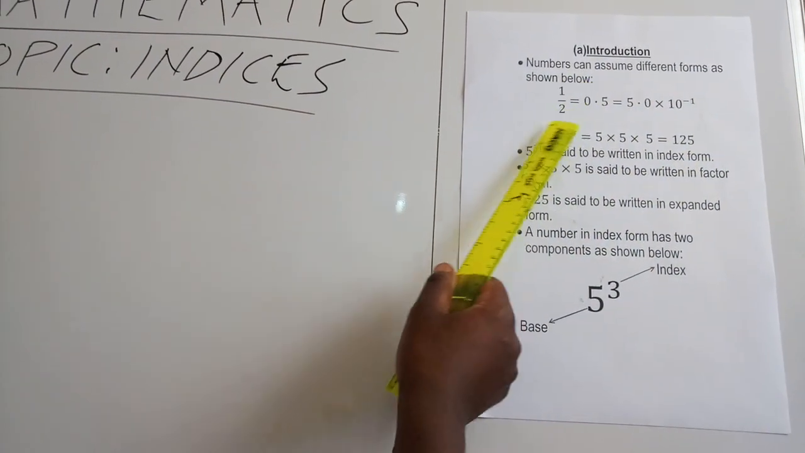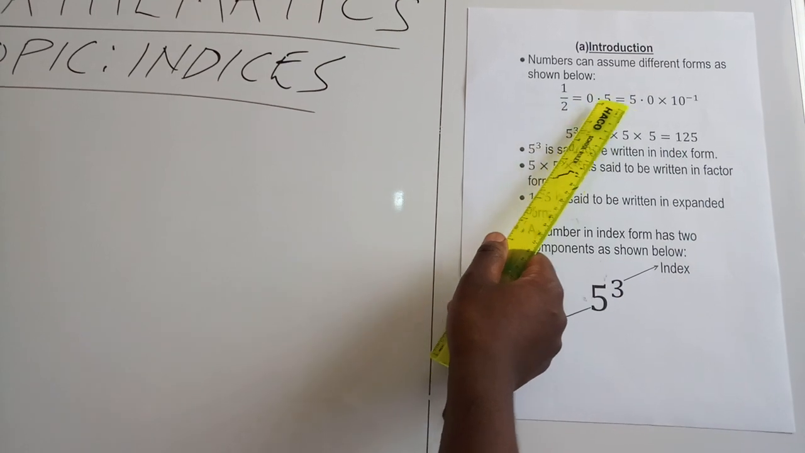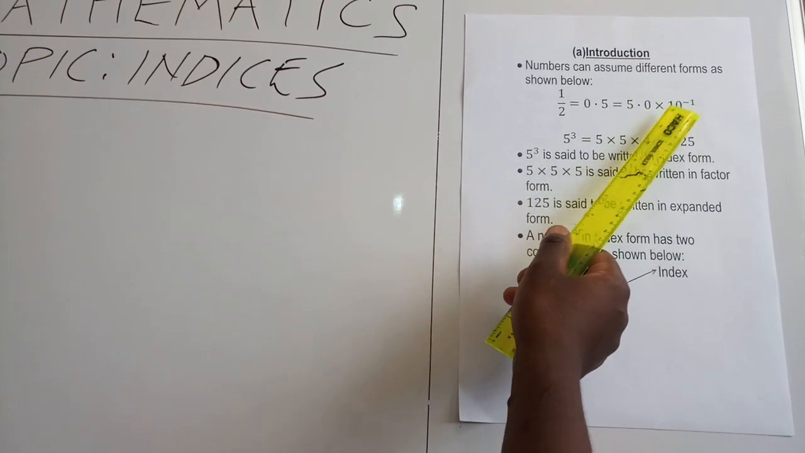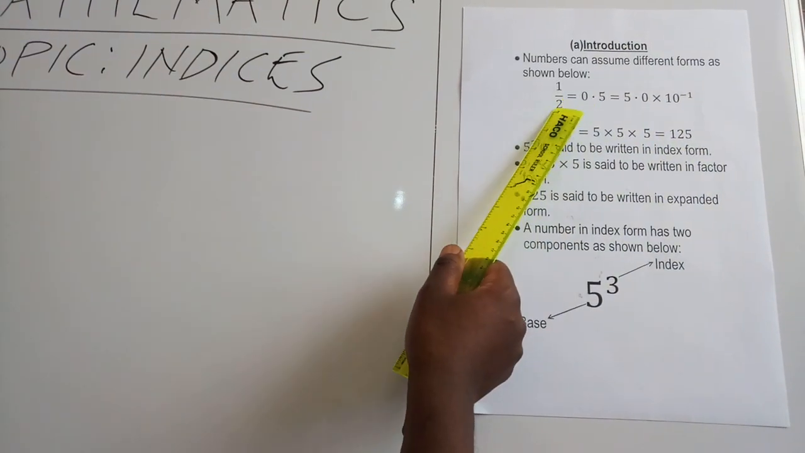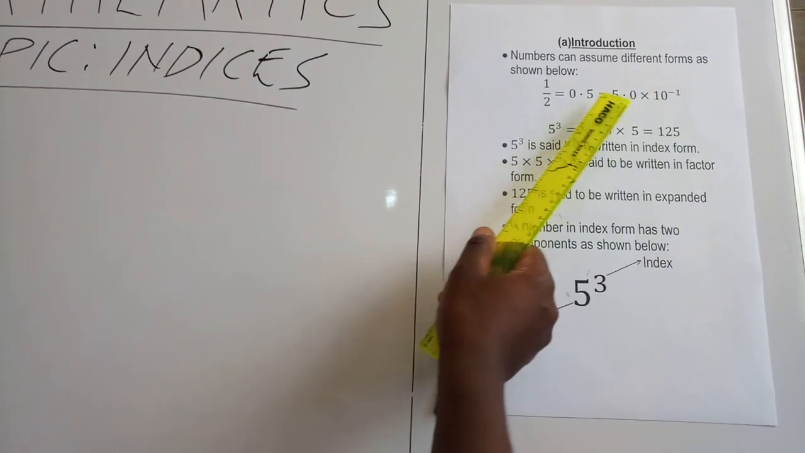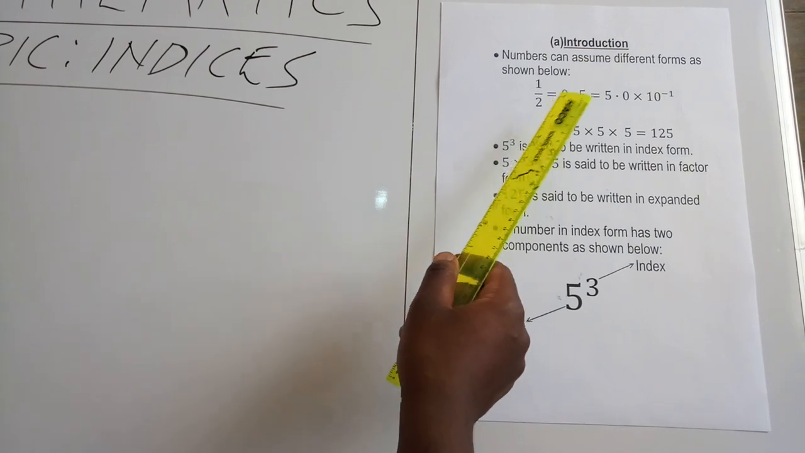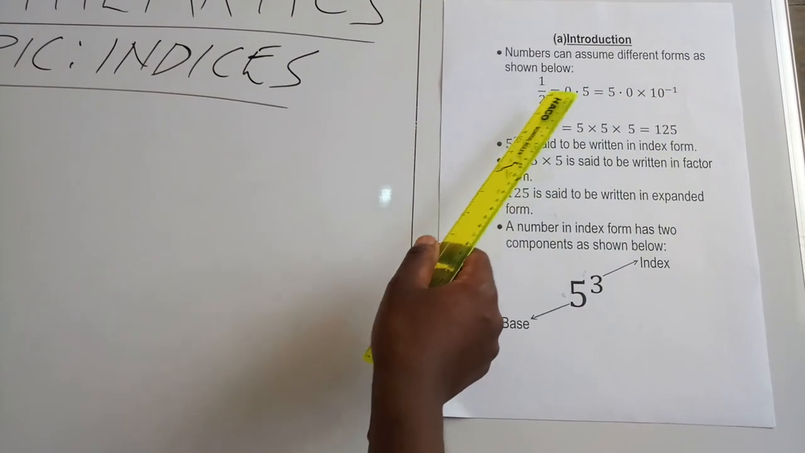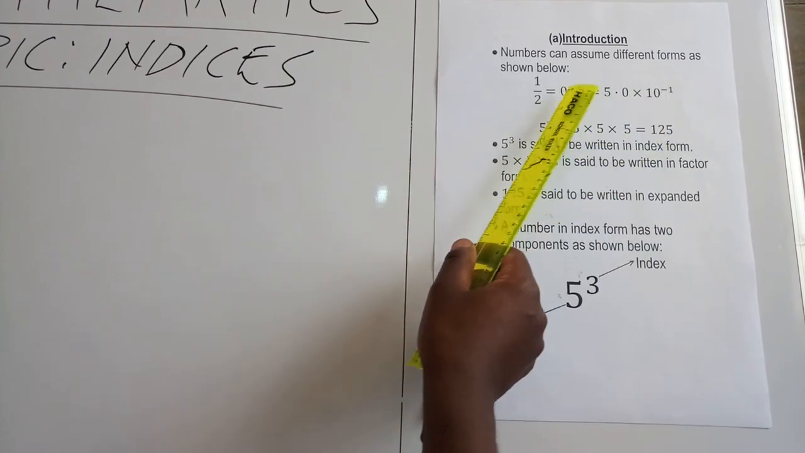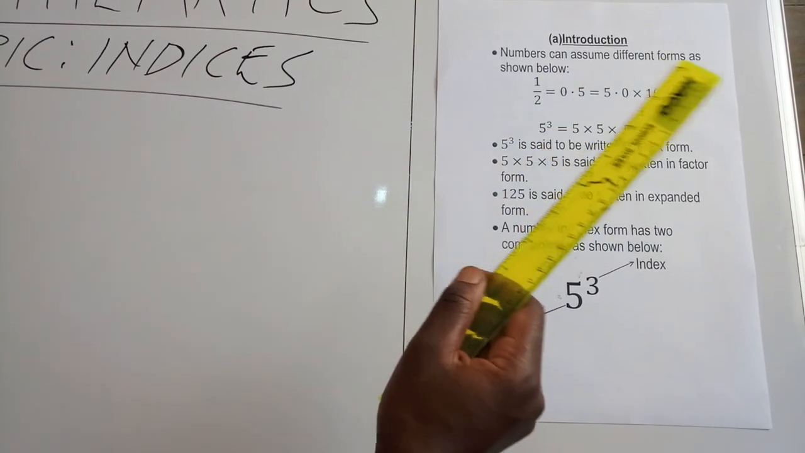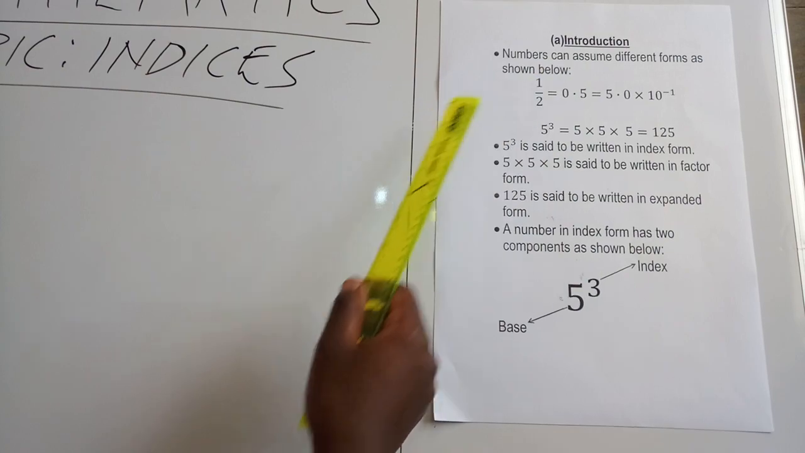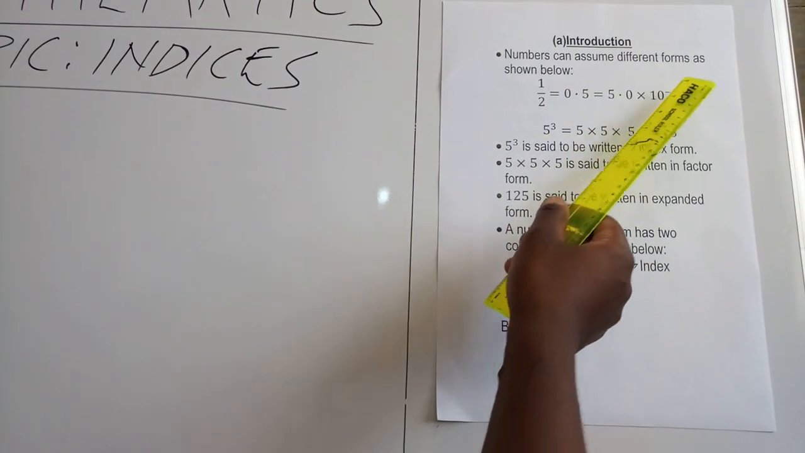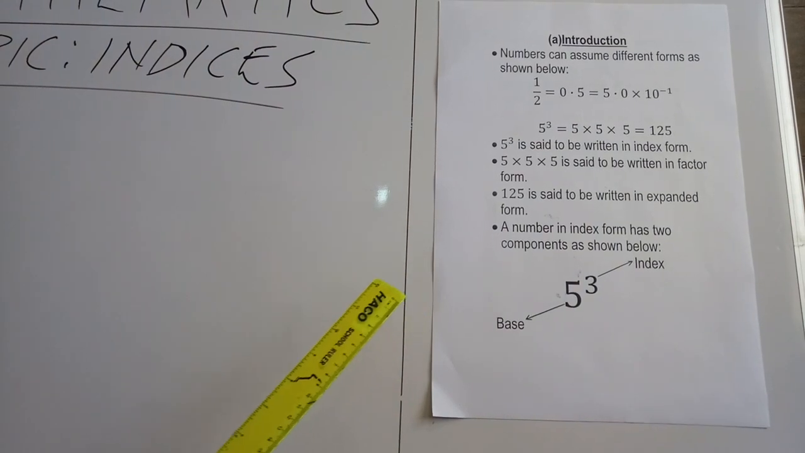We have a half is equal to 0.5 is equal to 5.0 times 10 power negative 1. These numbers have the same value, but they have different outlook. They look differently, meaning they have assumed different forms. A half is in fraction form, 0.5 is in decimal form, 5.0 times 10 power negative 1 is in standard form.